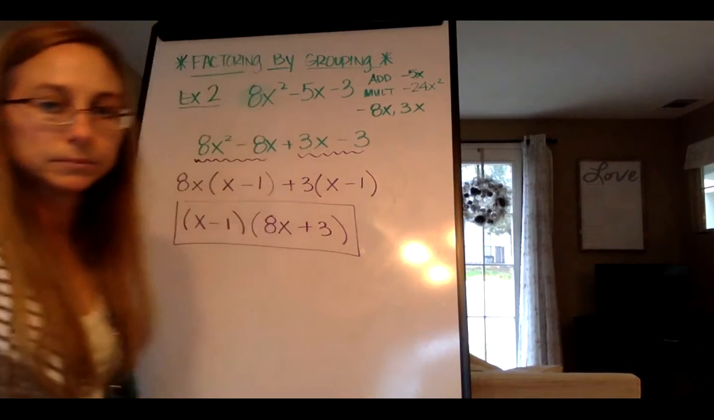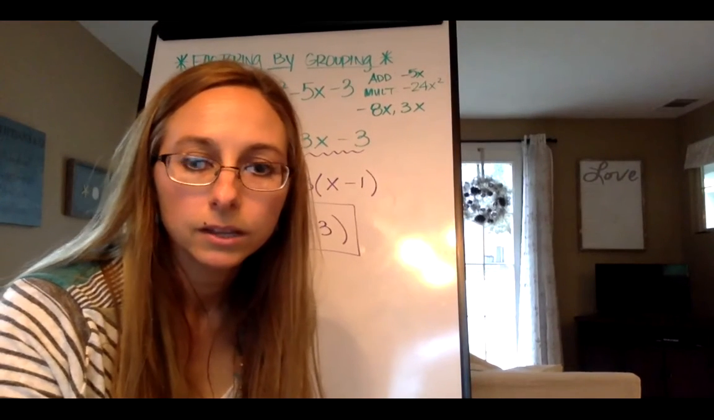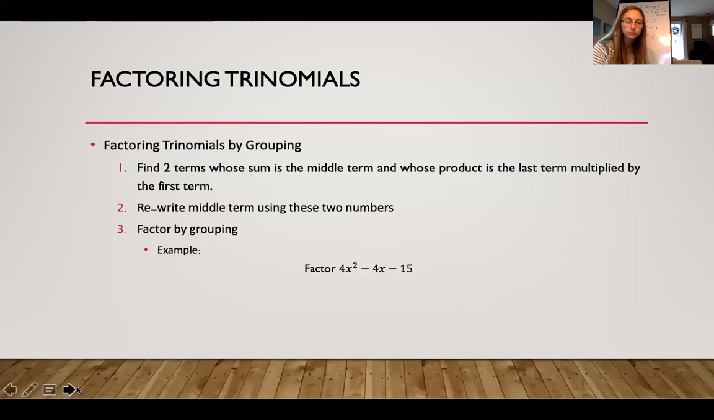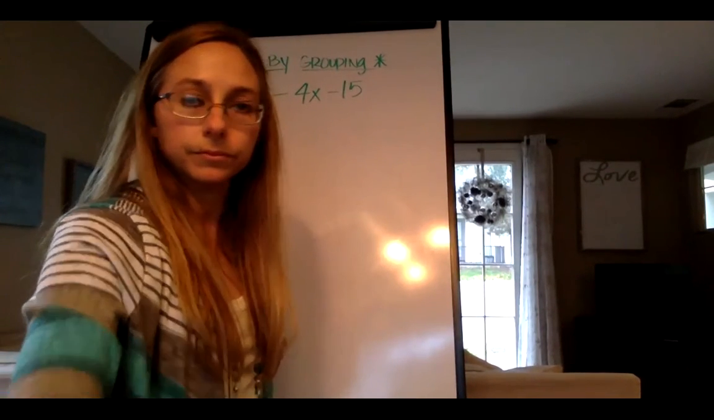Let's go ahead and look at another example. Again, x minus 1 times 8x plus 3. Looking at another example, we have 4x squared minus 4x minus 15. Okay, so 4x squared minus 4x minus 15.